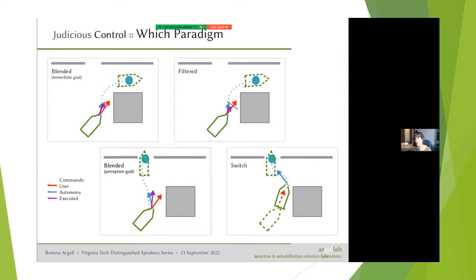So it could be blended, could be filtered where the autonomy or the human command is capped to never exceed the autonomy's commands. Or we could have something that's a little bit more aggressive, where once we're getting close to the perceived goal, we just switch to 100% autonomous control and then switch back to human control after.